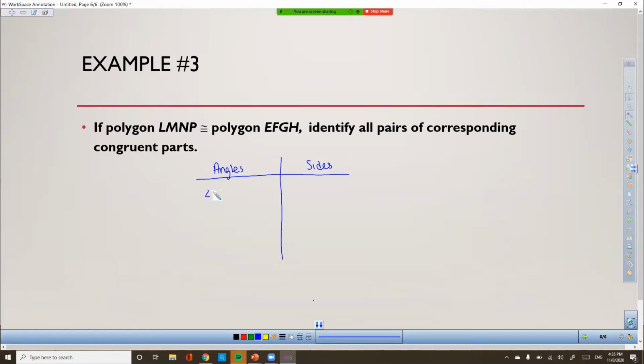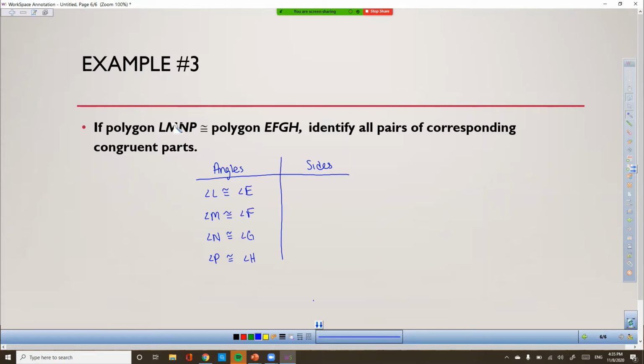So the first one, I know that angle L is going to be congruent to angle E. Second angle, angle M, is going to be congruent to angle F. Third one here, angle N, is going to be congruent to angle G. And the last one, angle P, is going to be congruent to angle H. So those are all my congruent angles, but now for my sides, I'm going to have four congruent sides.